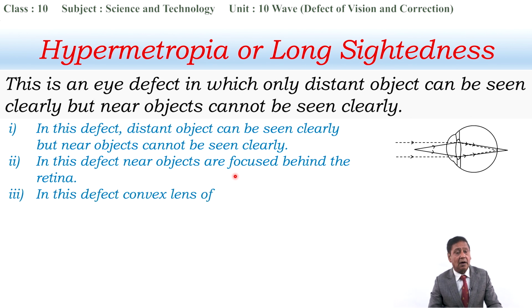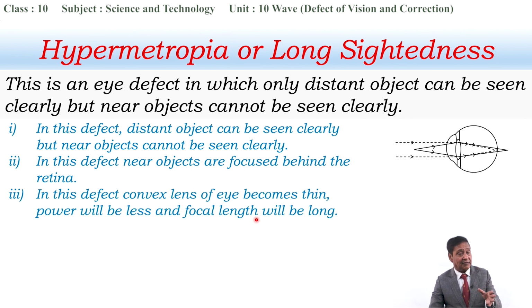Another characteristic: in this defect, the convex lens of the eye becomes thin. Not normal, this convex lens becomes thin, and power will be less. A thin lens has less power. We have learned this in the power of lens. And focal length will be long. If power is less, focal length is more, isn't it? If power is more, then focal length will be less. In this case, focal length is more. This is another characteristic of long-sightedness.